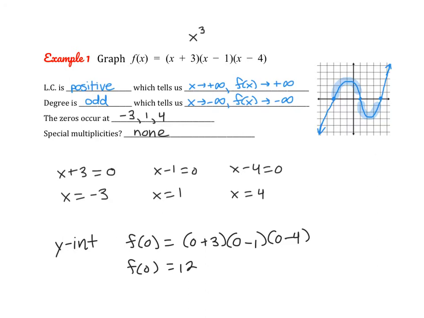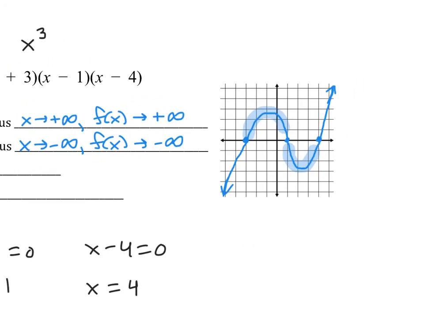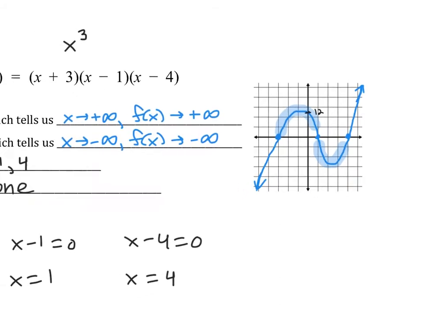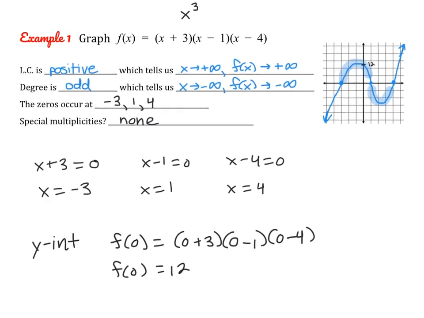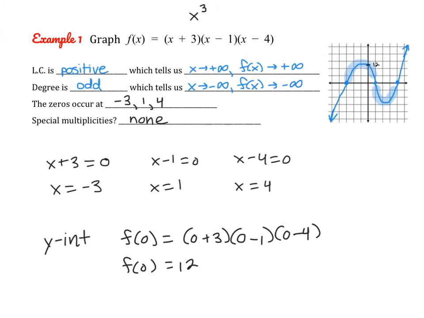So you can see here that my y-axis is not drawn to scale, so we could just make a point here. We could say that this is at 12. But again, what we're going to be focusing on today is the end behavior and the intercepts, and then any special features of our graph.